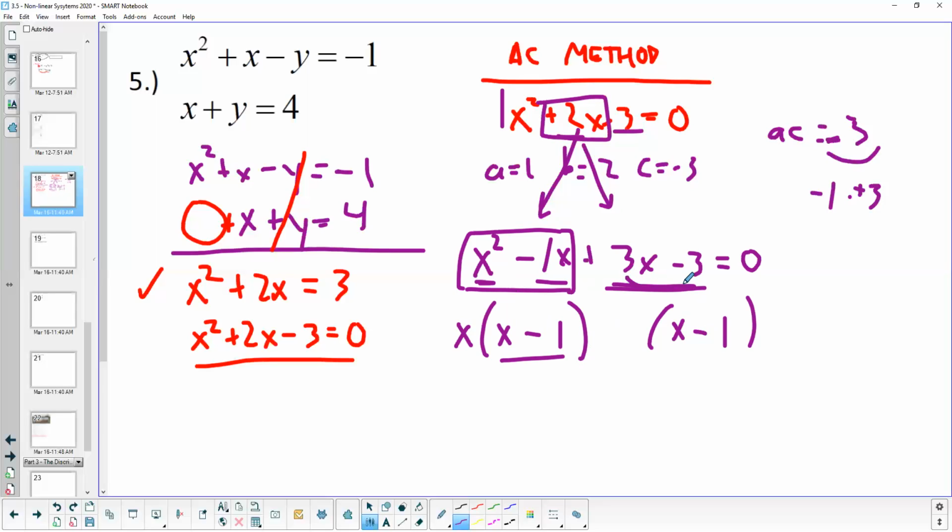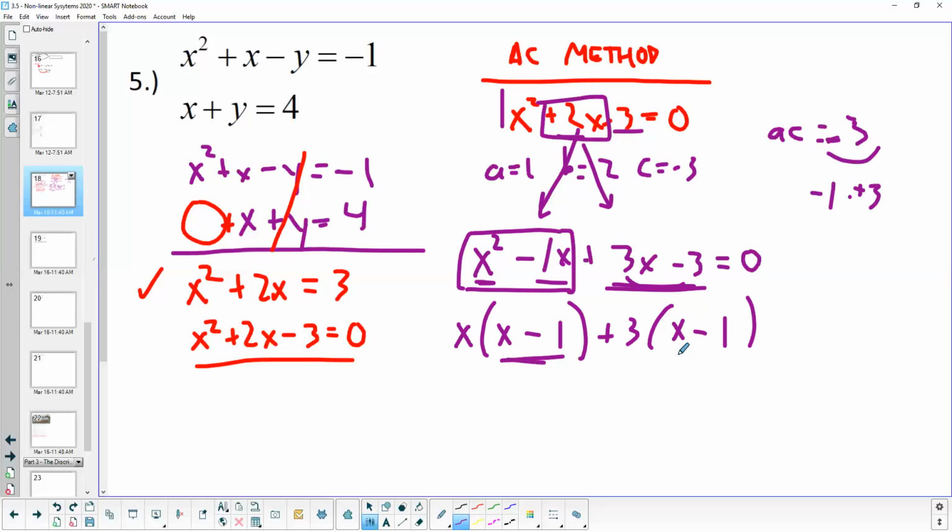And so looking at these numbers, the only number that we can pull out of that is a positive 3. And by the way, at any point in time, if I go too fast, just pause the video, write it down, replay it, and see if you can follow along.